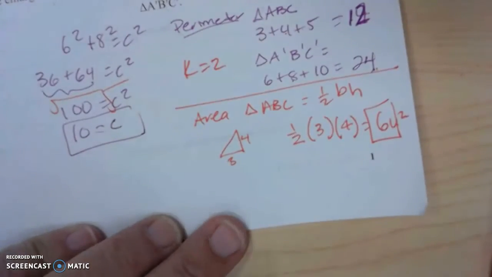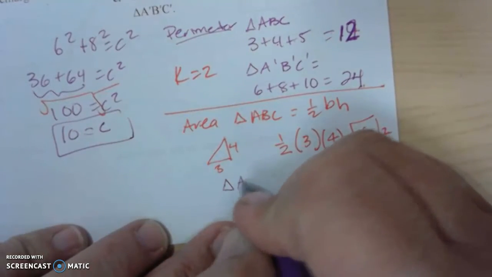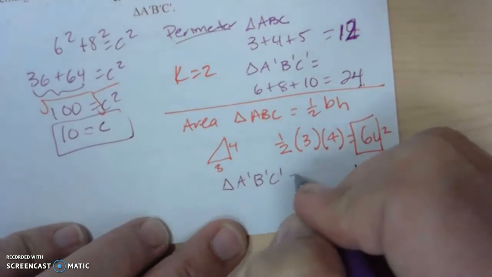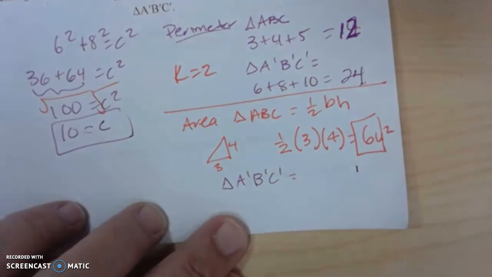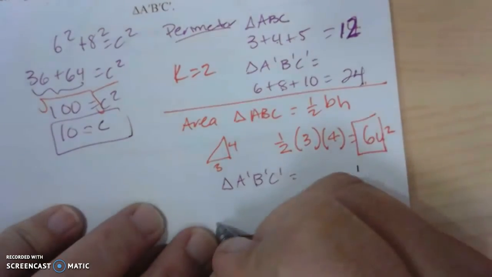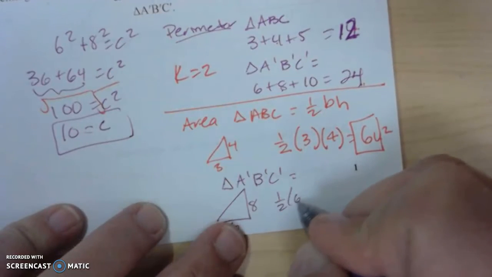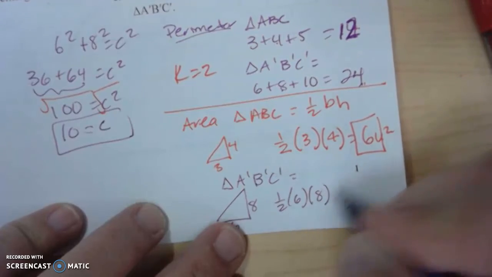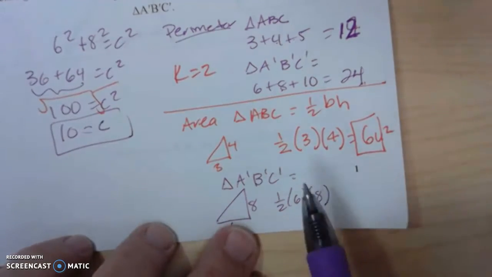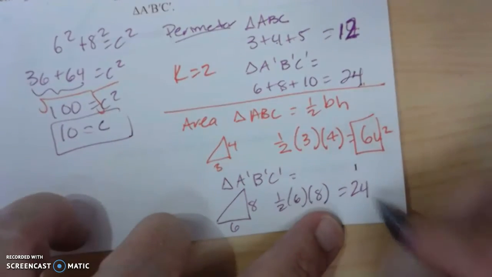So what do you think the area of triangle A prime, B prime, C prime is? I think you're probably all thinking the same number. You're all thinking 12 because we're going to double it. Well, let's find out. So the area of the next one, that's 1/2 times 6 times 8. This time I'm going to do half of 6 is 3. 3 times 8 is 24.